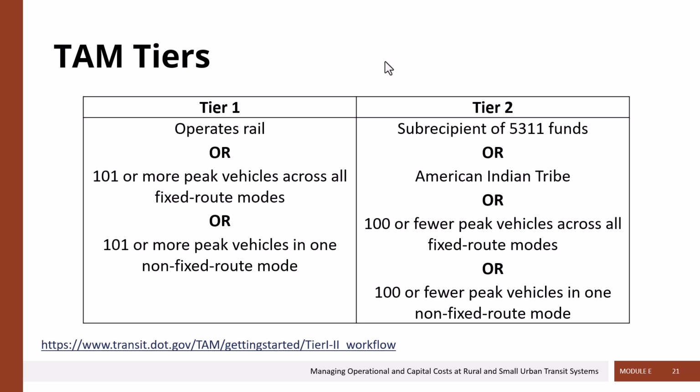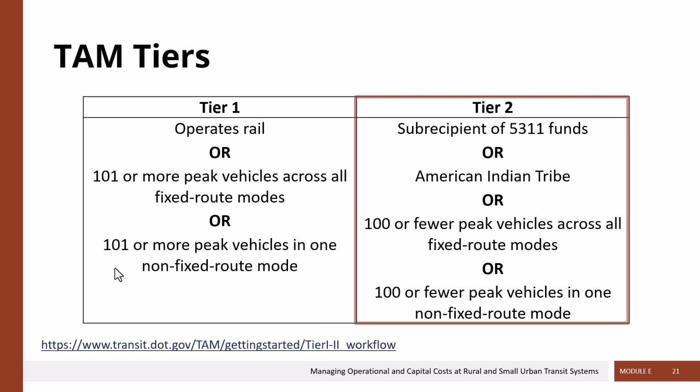Now, as we previously mentioned, there are two different tiers under the TAM rule, Tier 1 or Tier 2. So let's start with the Tier 1 side. You're a Tier 1 agency if you operate rail. That's the default setting. And if you operate 100 or more peak vehicles across all fixed route modes, or you operate 101 or more peak vehicles in one non-fixed route mode, you may be Tier 1.